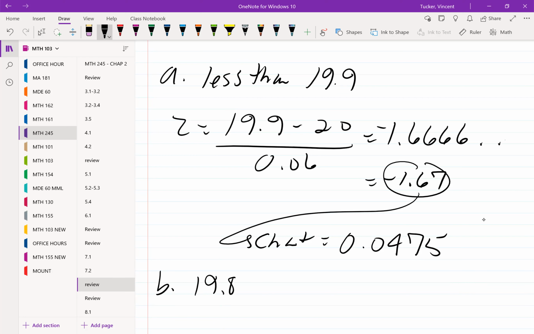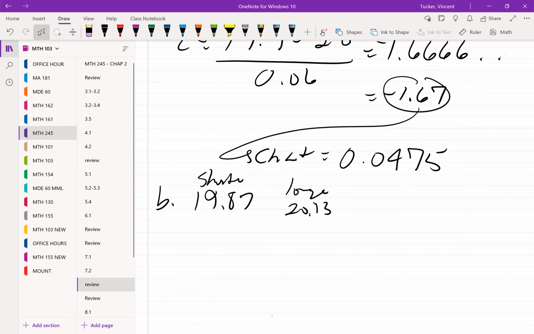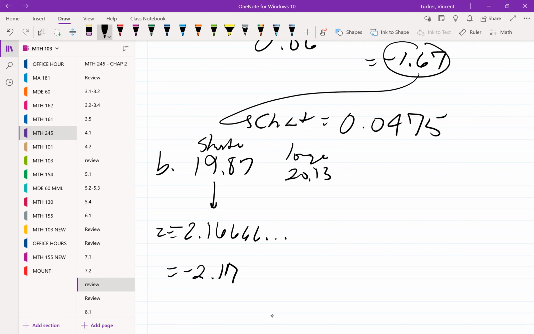E, they give us 19.87, shorter than 19.87, longer than 20.13. All right, so what I saw in your work, you had the process correct. You converted to a z-score, just like we did with that one up there: 19.87 minus 20, divided by 0.06. And when you convert to a z-score, it is negative 2.16, repeated. So that's where I was saying that your rounding should be negative 2.17. You round to two decimal places.